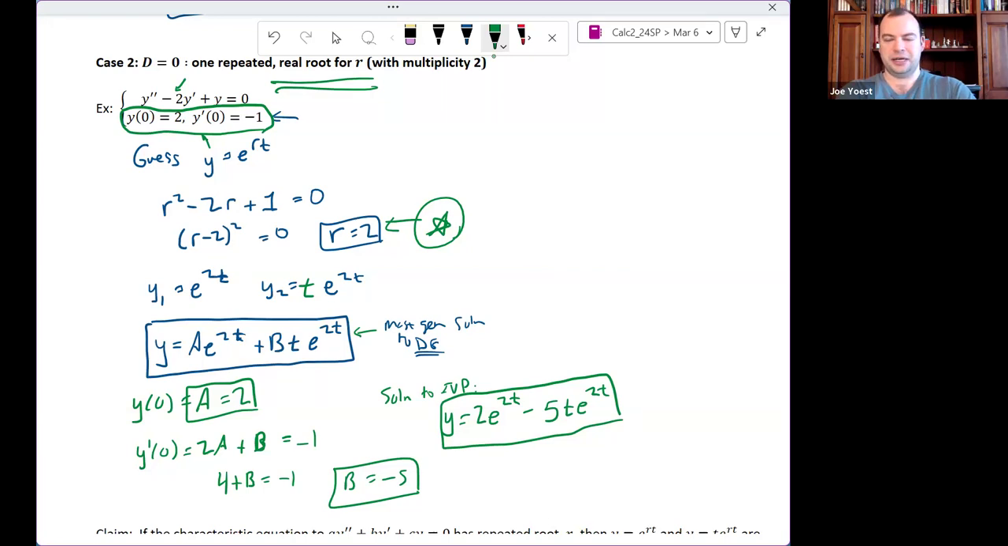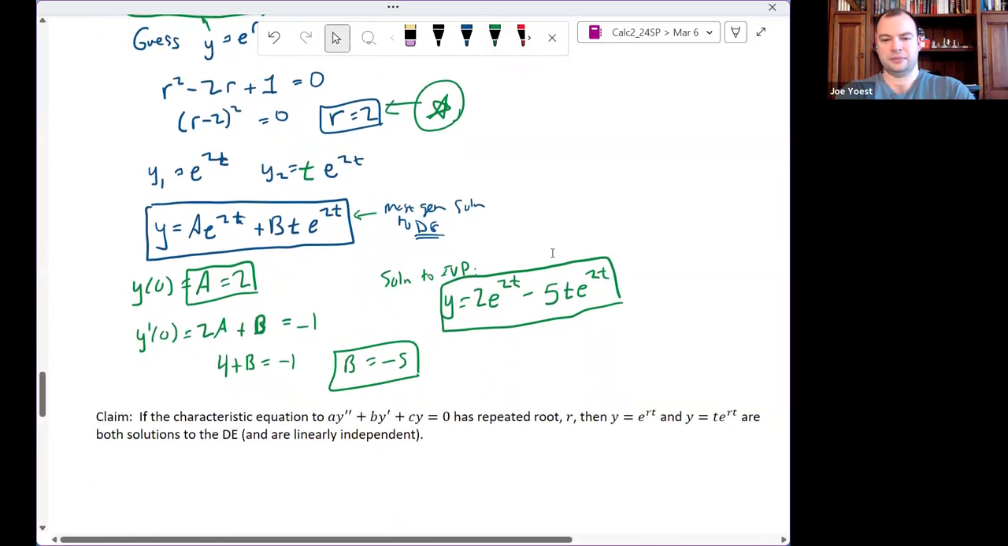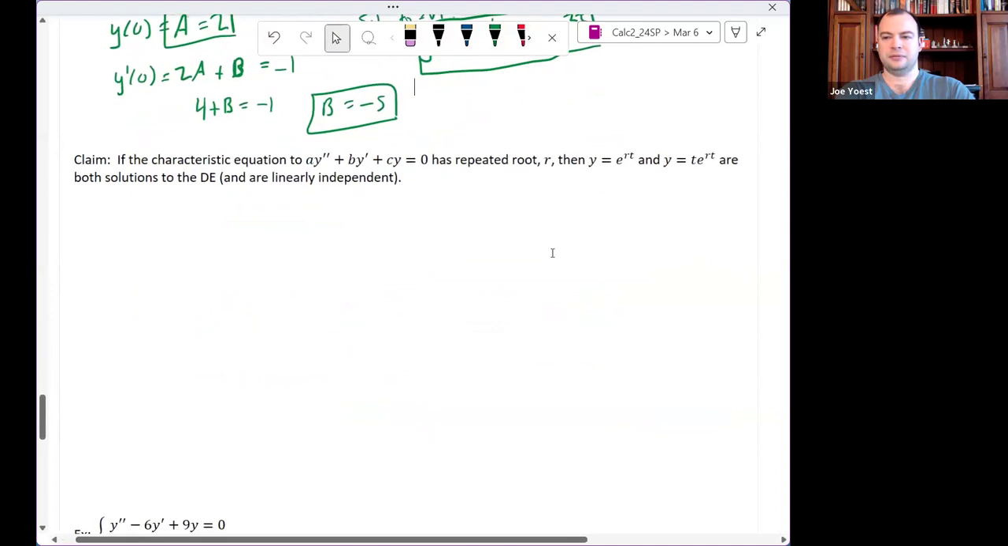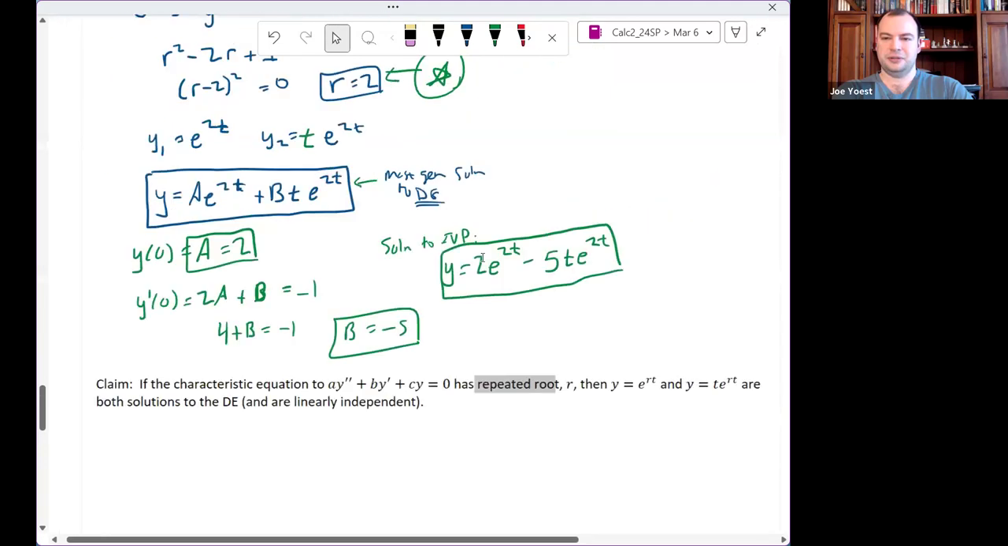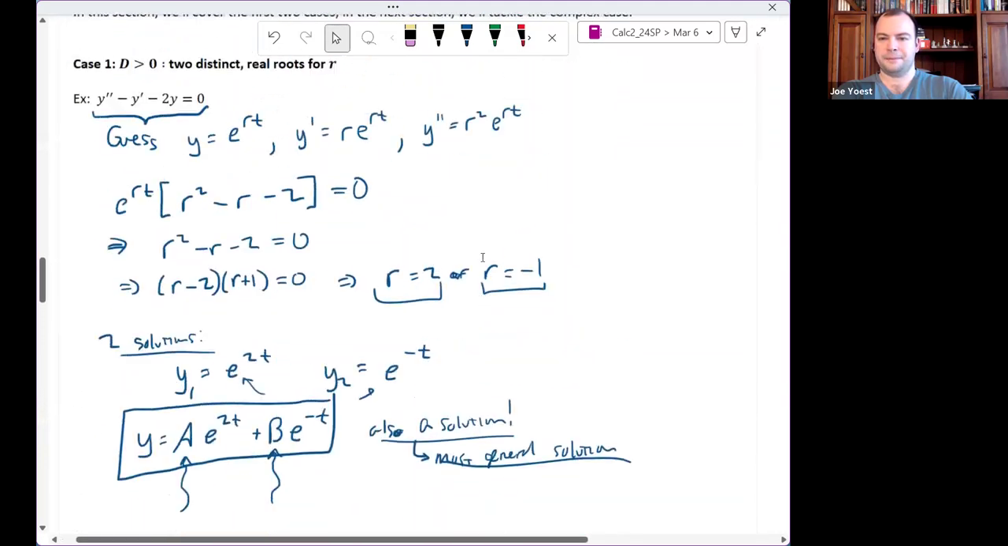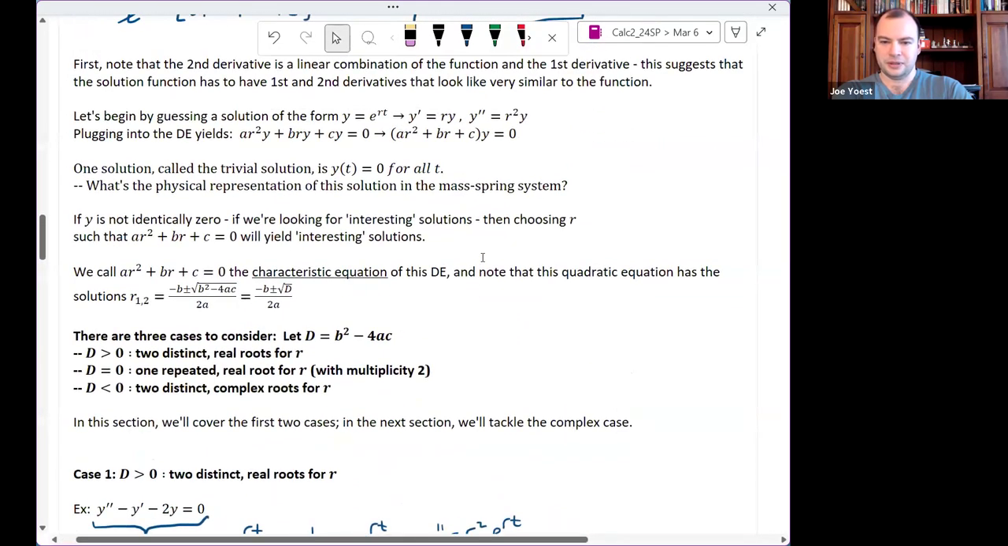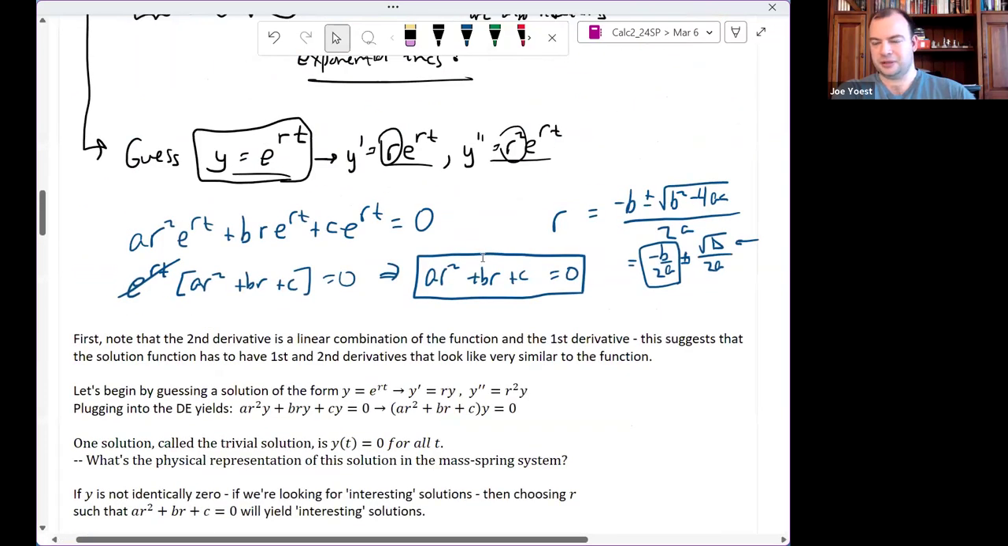Any questions on that? I'm going to skip the proof of this, but basically the proof just relies on the repeated root. Where was it? Up here? It relies on the repeated root when the discriminant is 0.